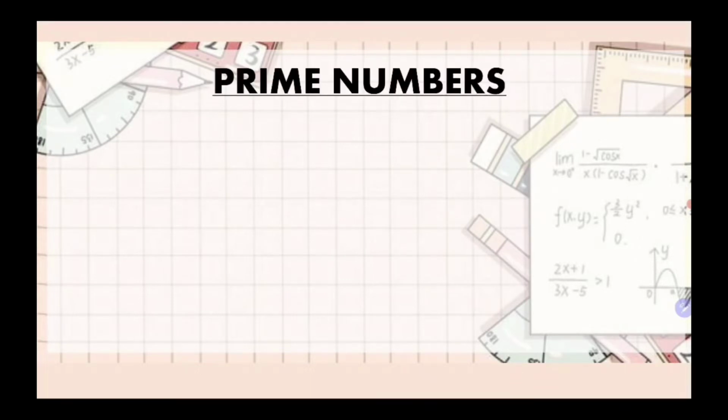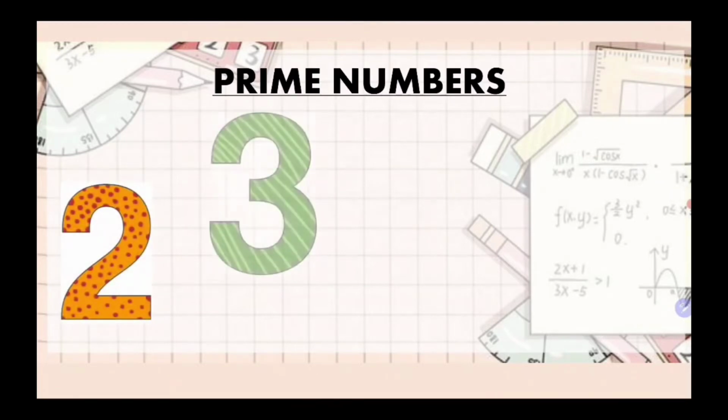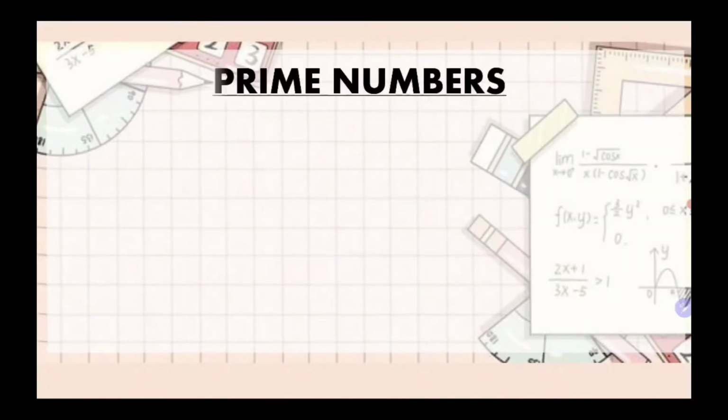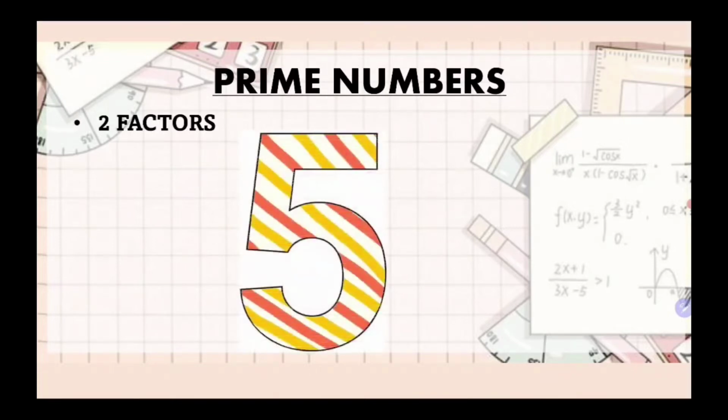Well, prime numbers are things like 2, 3, 5, and 11. The list goes on and on. Prime numbers are numbers that only have two different factors, 1 and itself. Let's take the number 5, for example. How do we know 5 is a prime number?